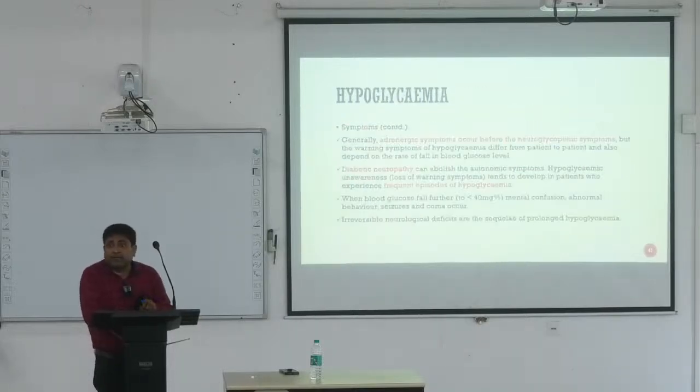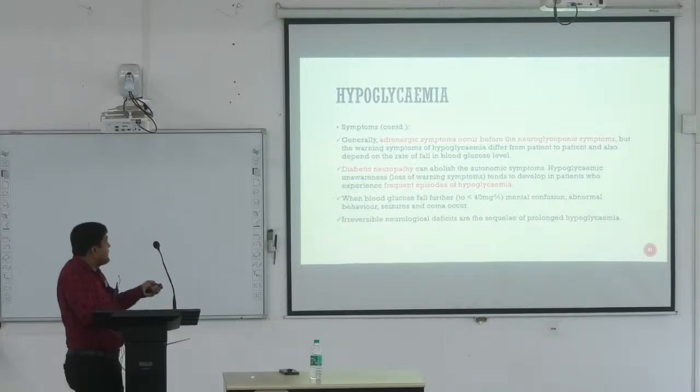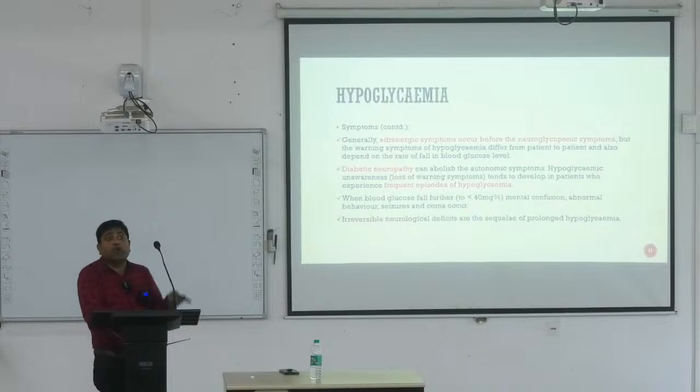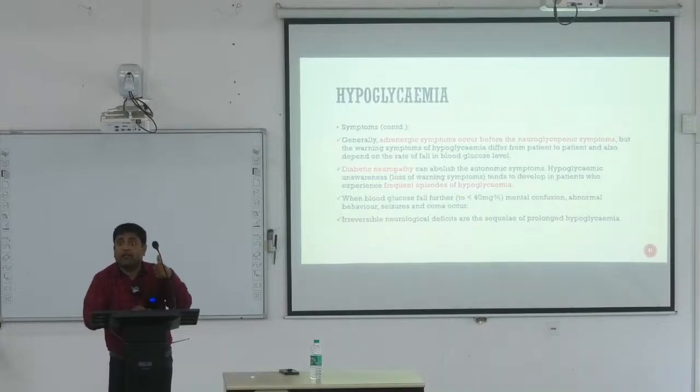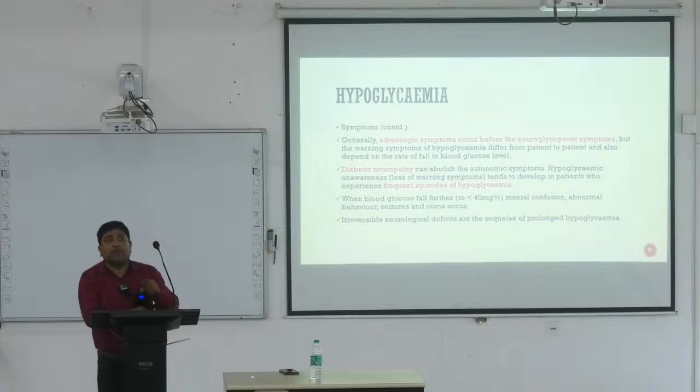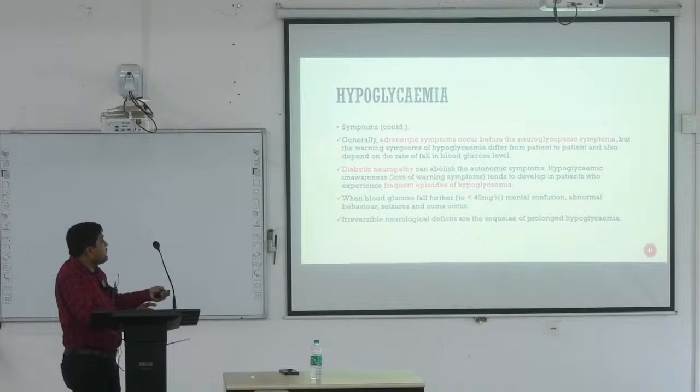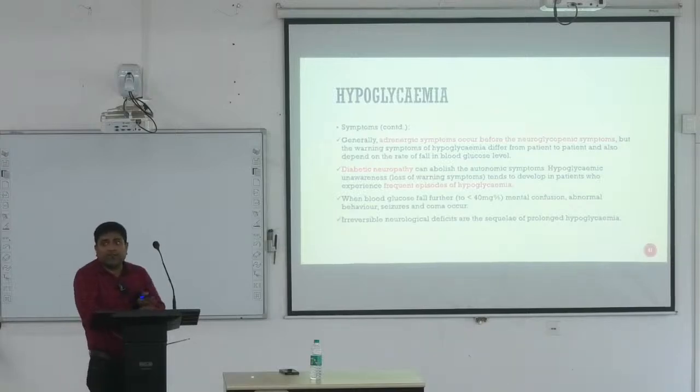Generally, autonomic symptoms precede the neuroglycopenic symptoms, and are called warning signs. Now, in some cases, warning signs may not be present. Number one is an advanced stage of diabetes, where there is diabetic autonomic neuropathy, so these symptoms can be absent. Number two, patients on beta blockers, particularly non-selective beta blockers. The hypoglycemic warning signals can be masked. And then, when the patient is suffering from frequent episodes of hypoglycemia, that can also mask the warning signs of hypoglycemia.